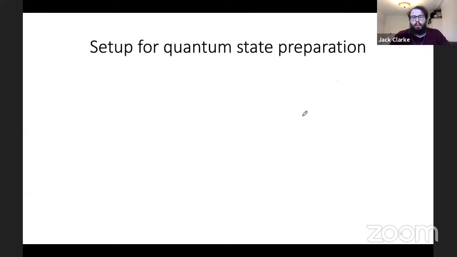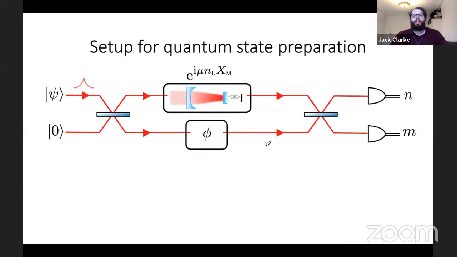So what's the setup for this? Well, we have a pulse of light in some quantum state psi, and we're sending that into an interferometer. In the top arm, we're going to have this nonlinear interaction, while in the bottom arm, the light's just going to pick up a phase. And then at the output ports, we're going to do photon number counting. Say in this example, we've counted n photons in the top port and m photons in the bottom.